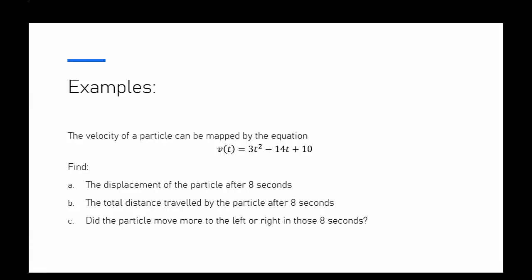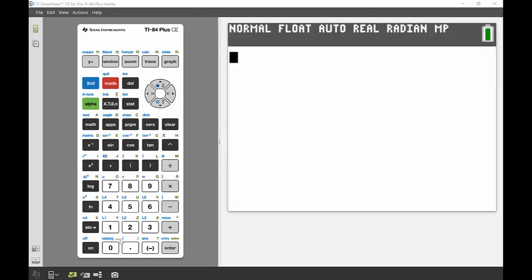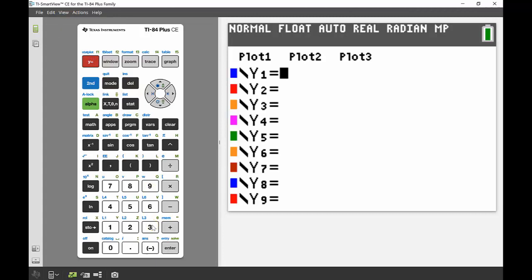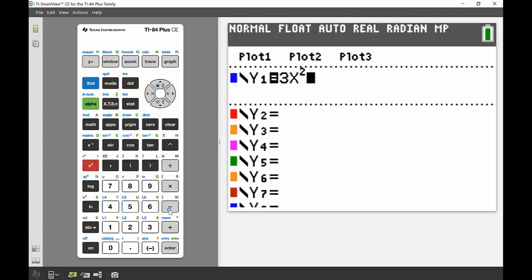So I'm just going to bring up my calculator, and the first thing that we're going to do is enter that equation into our function editor. So into Y=, and again we're using x in place of t, so 3x squared minus 14x plus 10.